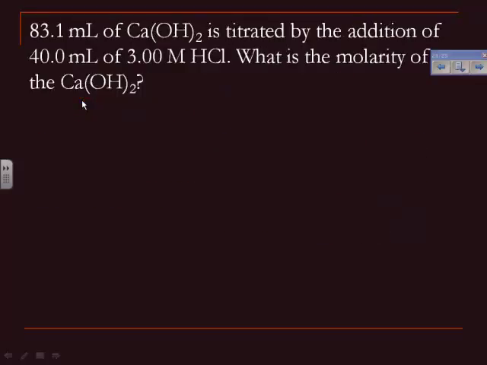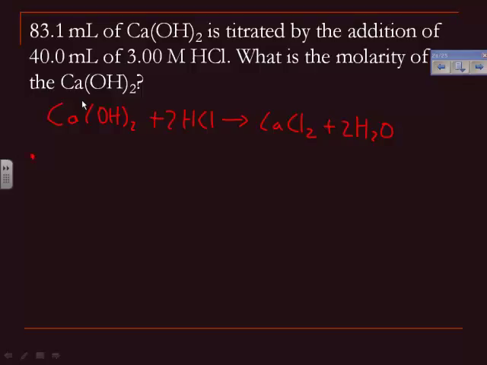The final problem, 83.1 milliliters of calcium hydroxide is titrated by the addition of 40 milliliters of 3.0 molar HCl. Start with the balanced equation. Products, calcium chloride and water. When we balance it, we need a 2 there and a 2 there. So this is a 2-to-1 ratio.